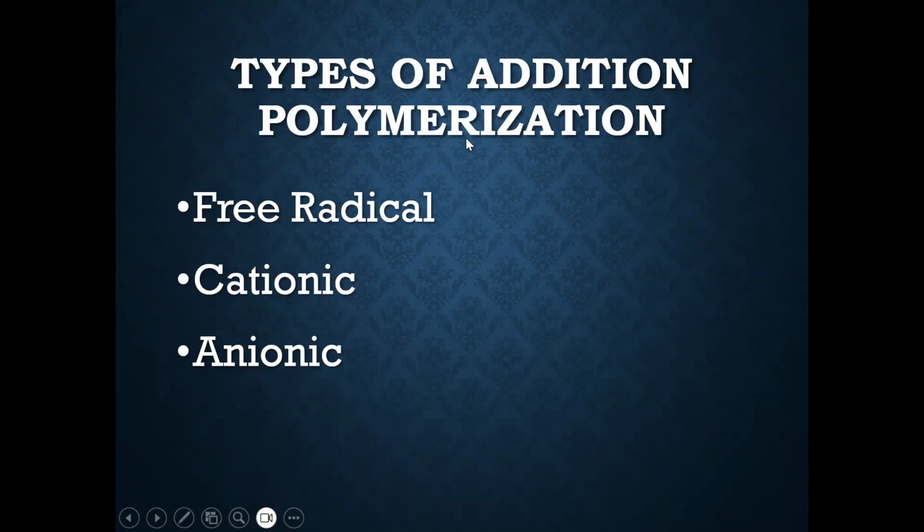The first type of polymerization is the addition or chain growth. The chain growth polymerization can proceed via one of three mechanisms: free radical mechanism, cationic mechanism, or anionic mechanism. It depends on the formation of the active site. In free radical addition polymerization, there is a formation of a free radical, while in cationic, there is a formation of a positive ion, and in anionic, a negative ion during the mechanism of polymerization. So today we'll talk about the free radical mechanism.